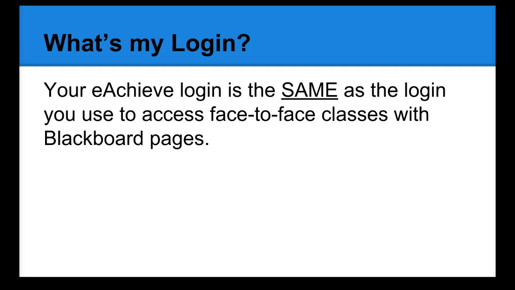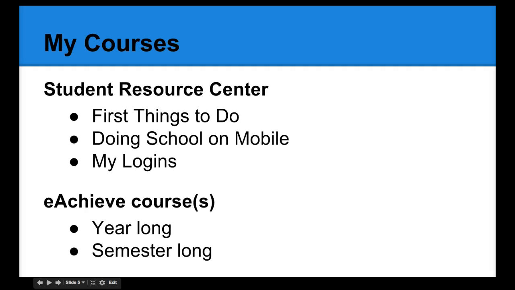So, as I said, what's your login? Your eAchieve login is the same as the one you use to access face-to-face classes with Blackboard Pages. As you saw in the list, you had the Student Resource Center and your eAchieve course. If it's a year-long course, it should be listed there already. If it happens to be a course that doesn't start until second semester, you won't see that on your list until January.